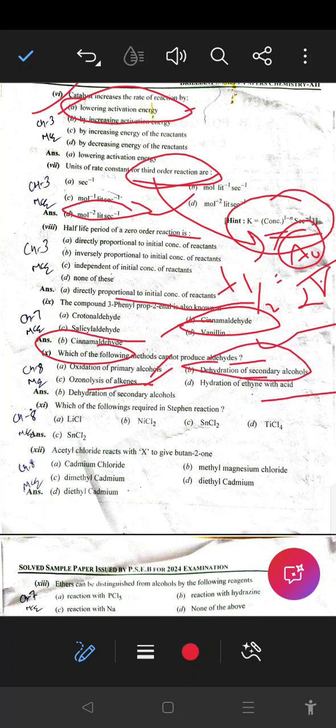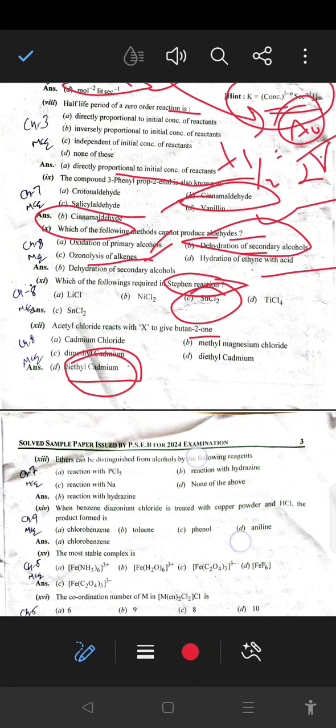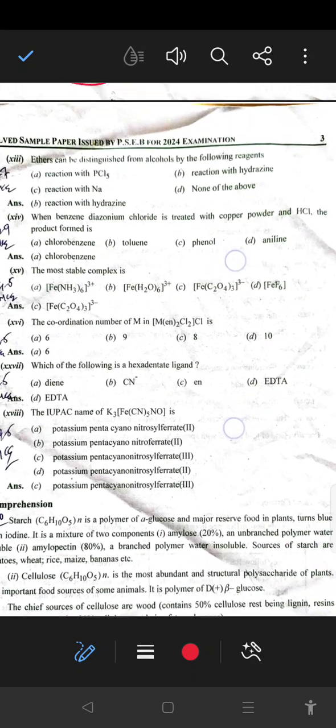Next, which of the following is required for the Stephen reduction reaction? That is tin, stannous chloride. Option C is the right answer. Acetyl chloride reacts with X to give butan-2-one. So the right answer is diethyl cadmium, which we use to convert acetyl chloride into ketone.